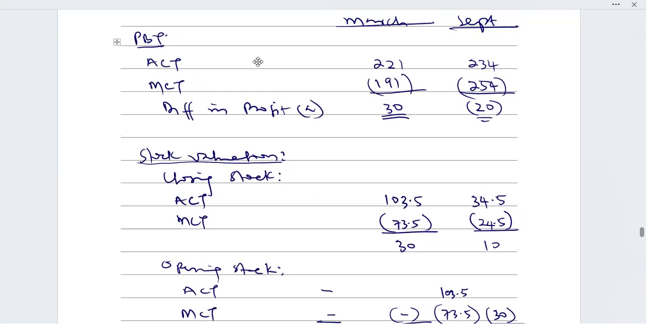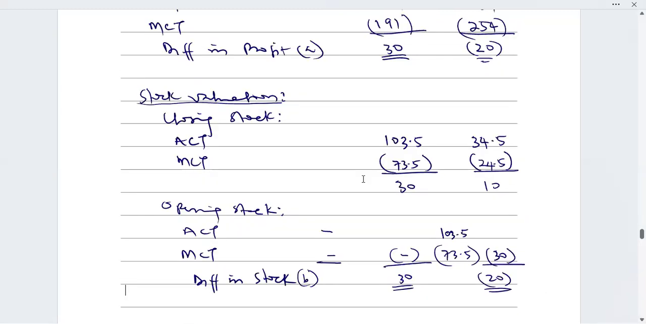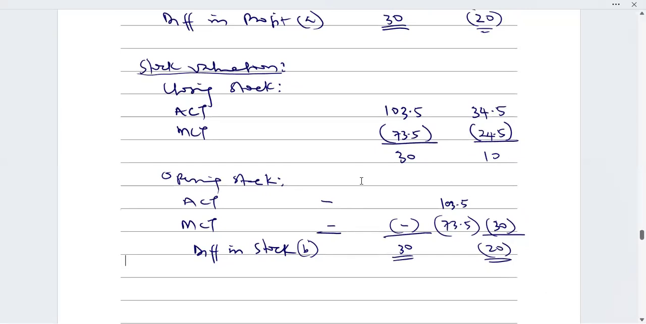Please, why is this opening stock in minus? Why is it 30,000 in negative? We don't have opening stock in March, so that's why it's dash.